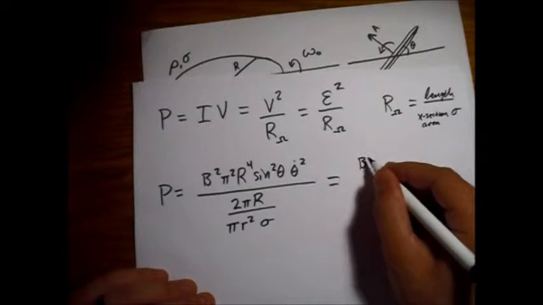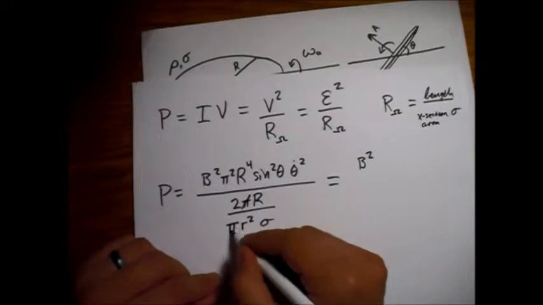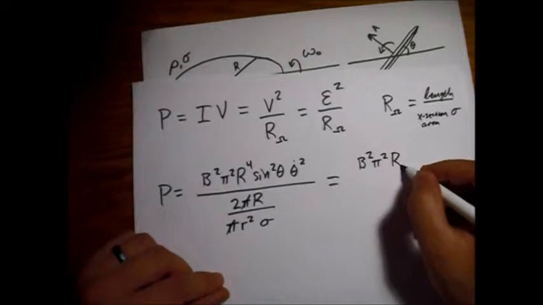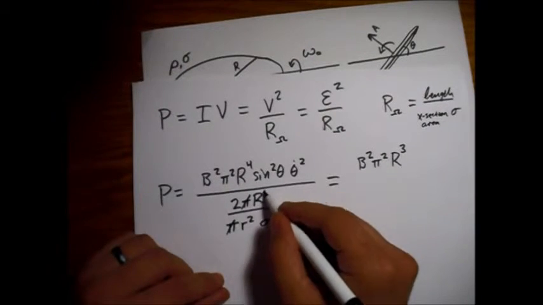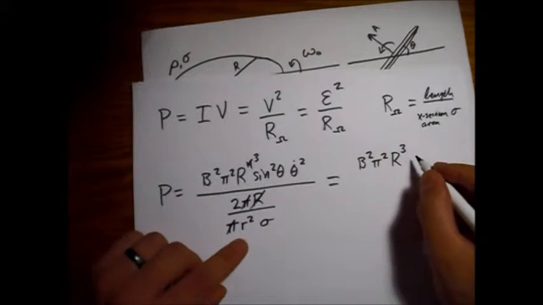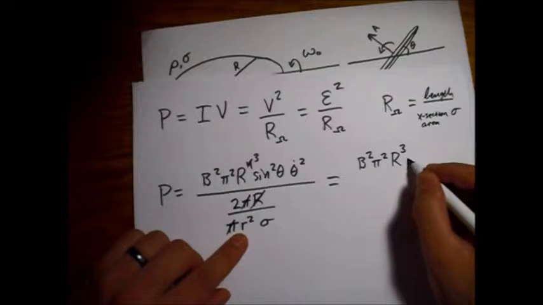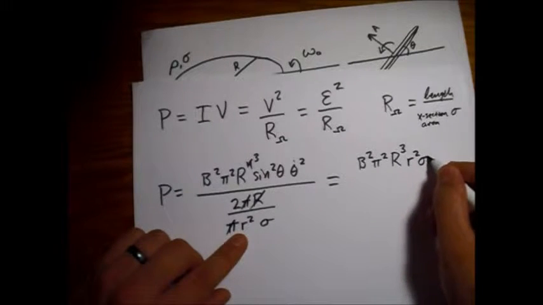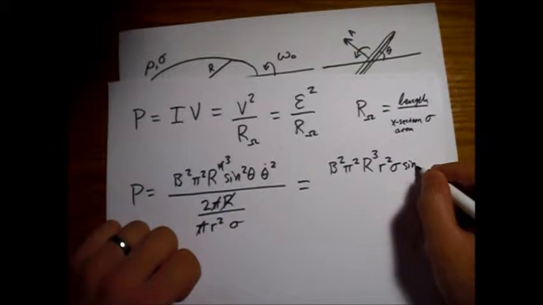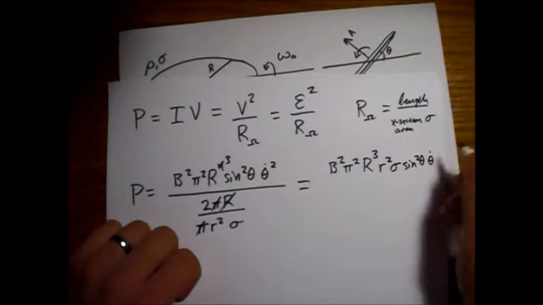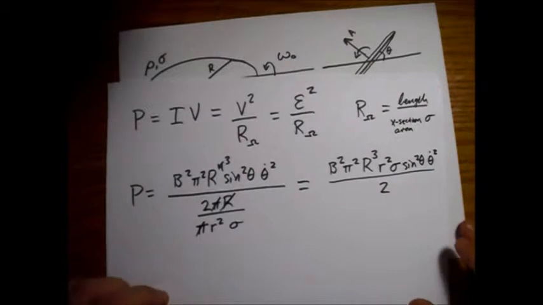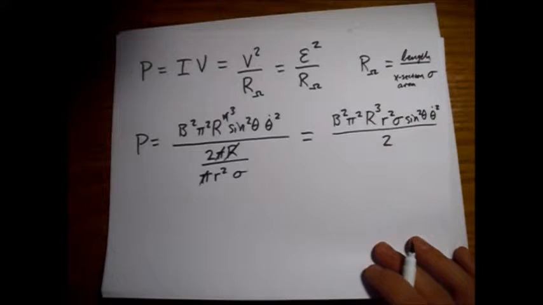So we still have a b squared. This pi is going away, so we have a pi squared still. Now we have an r cubed because this will cancel with one of those. We have this little r squared, we have a sigma, these two guys. We have a sine squared of theta, we have a theta dot squared, and then on the bottom we just have our 2 left. Okay.